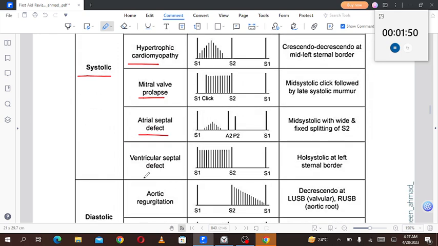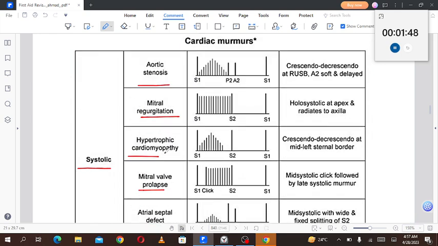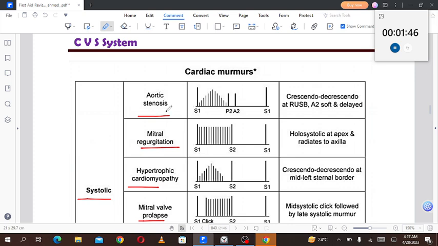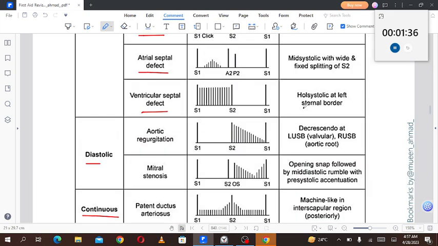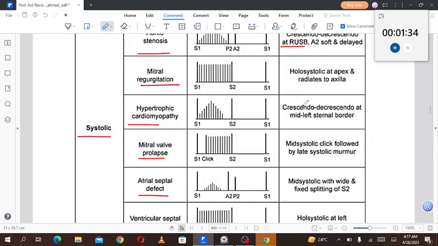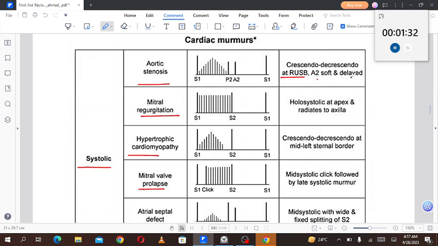Atrial septal defect and the ventricular septal defect. Okay, so the aortic stenosis murmur is a crescendo decrescendo murmur at the right upper sternal border in the A2 area. Is there a picture of that? No, there is no picture. So it is in the right upper sternal border in the A2 area, with A2 soft and delayed.